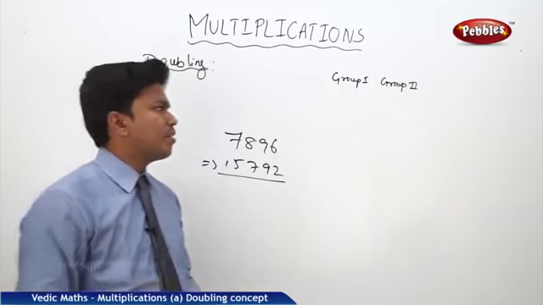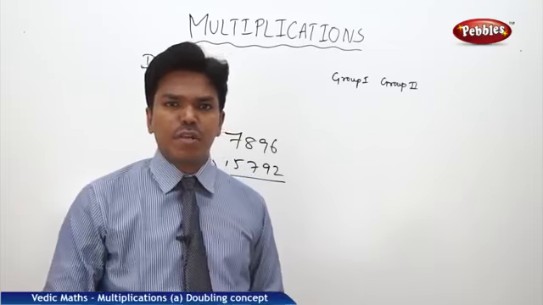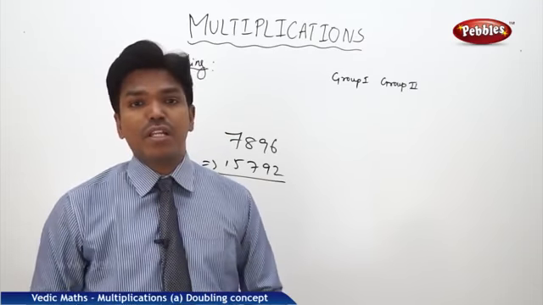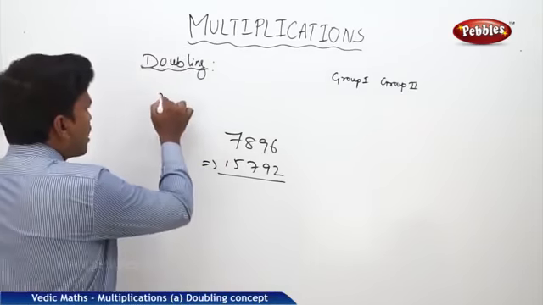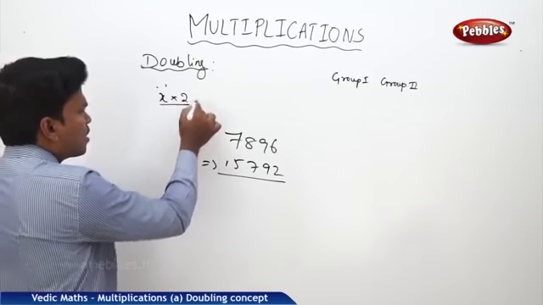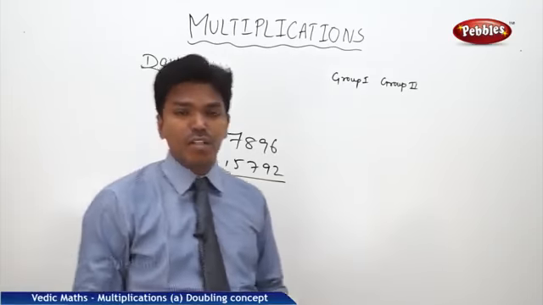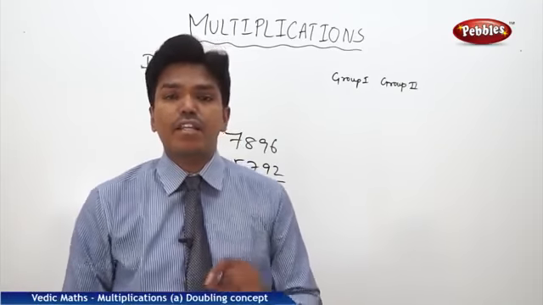There is a method. Here also doubling is nothing but adding a number to the same number to get the result. Yes or no? At the same time, another meaning of doubling is multiplying a number by 2. Any number, it can be x. If you multiply a number by 2, the result is the doubling. But here also we are going to multiply a number by 2 only, but in a different way.